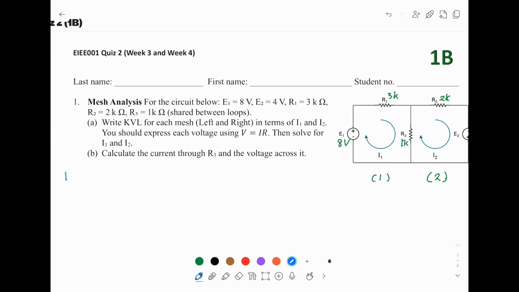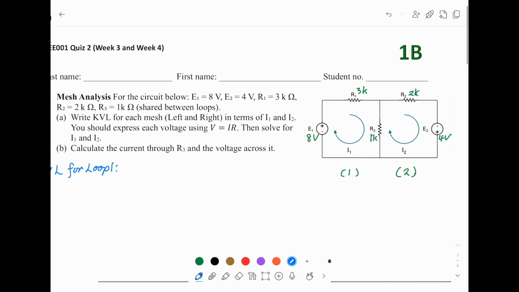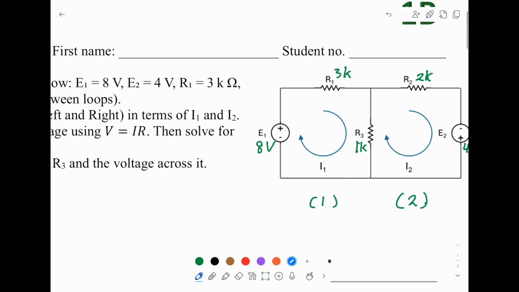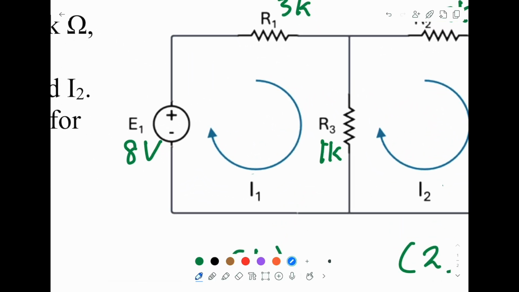We first write down the KVL for loop 1. Now this is a very important procedure. It has to be correct, otherwise it will mess up the rest of the question. The two loops are already given, and we are going to analyze clockwise. But remember, it doesn't matter if someone changes the direction from clockwise to anti-clockwise. You just apply the same rule.